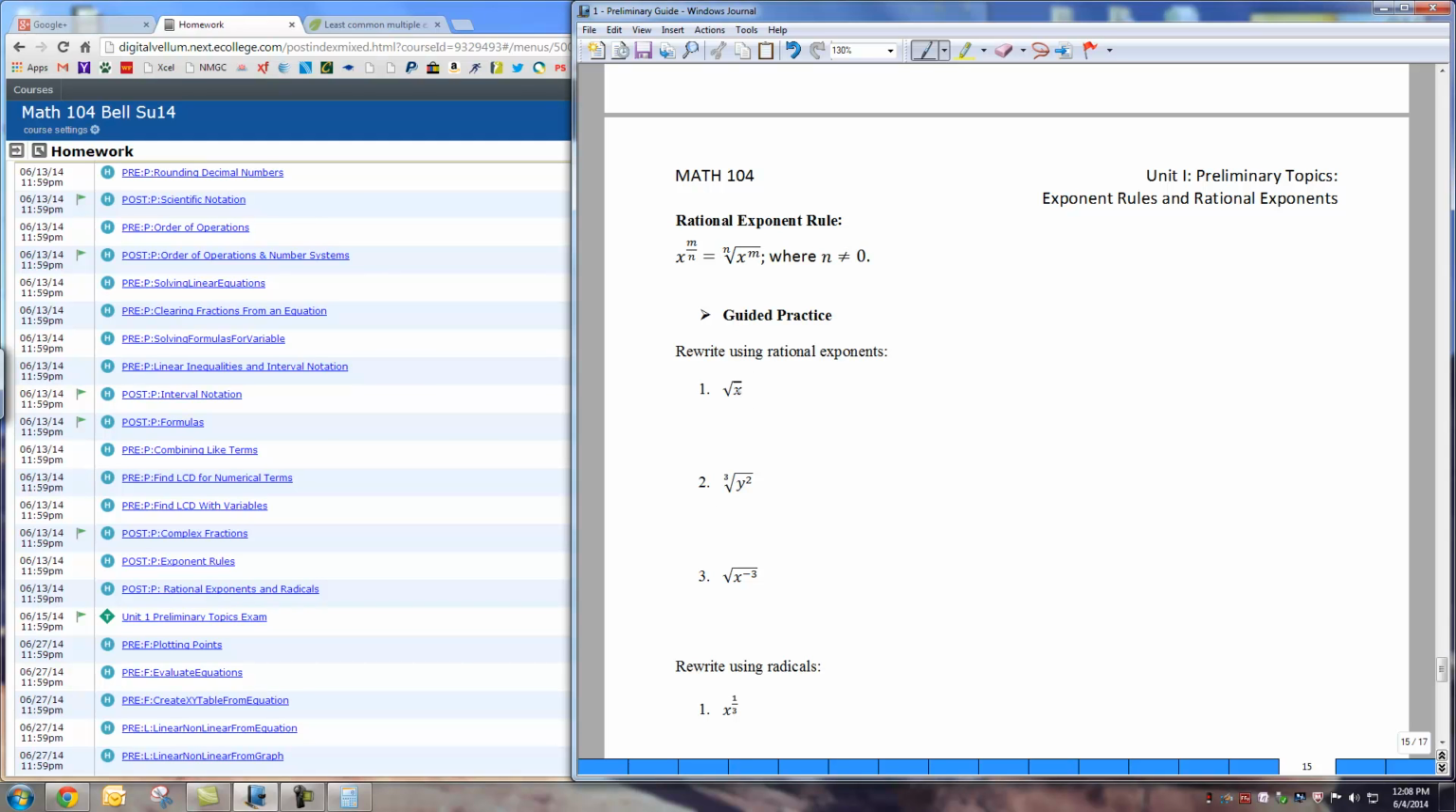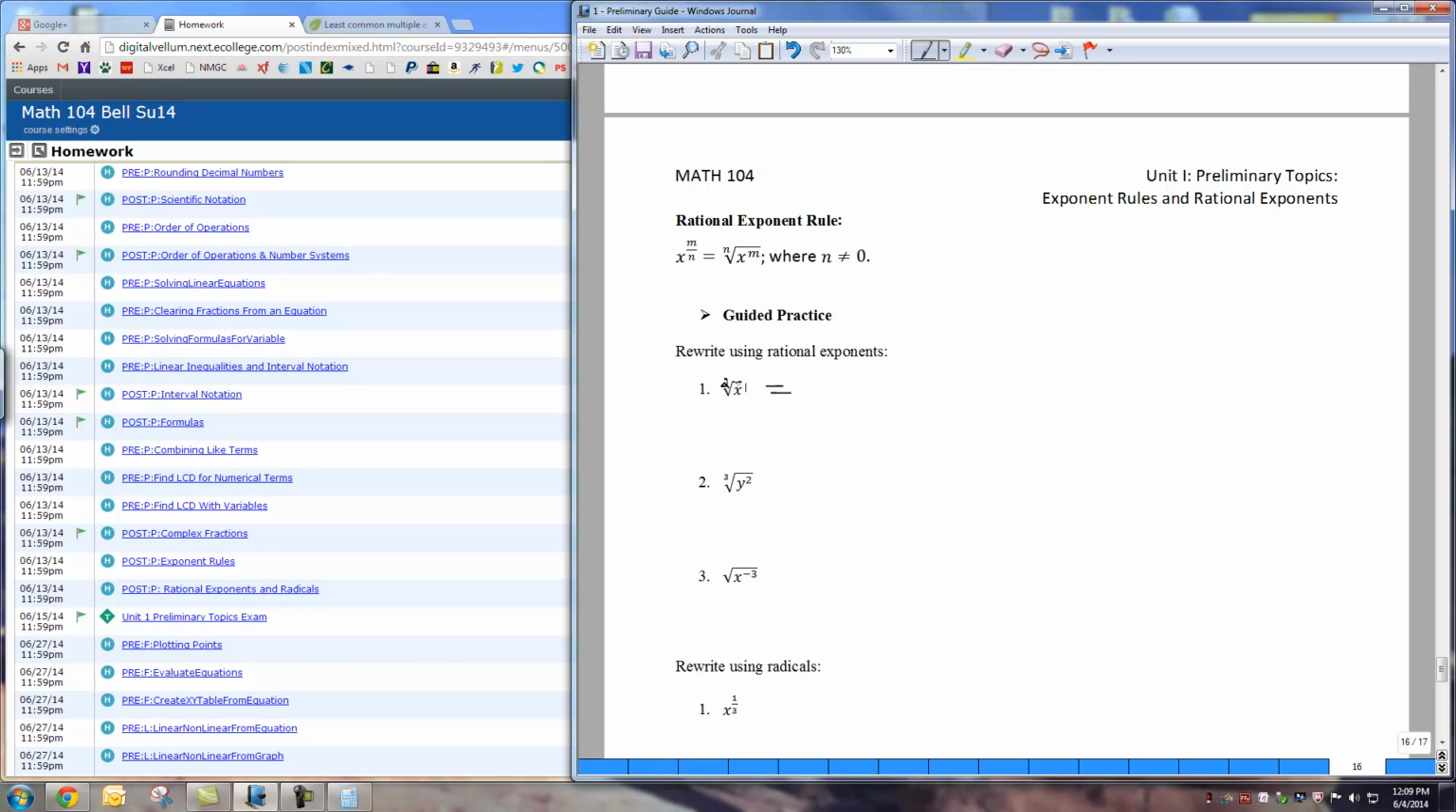So notice here there's no numbers written. Whenever there's not a number written as the index right here, it is strictly a square root. If it's something other than a square root, it will be specified, like right here, 3, 4, 5. So this is a 2 here, even though we don't write it. And this is x to the first, even though we don't write it.